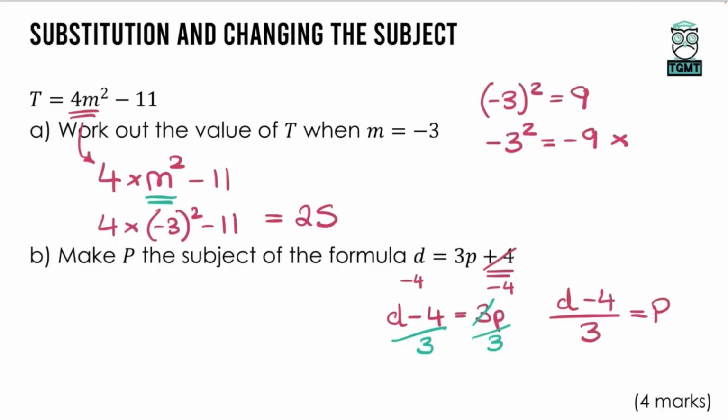It doesn't matter whether P, or the subject that you're looking for, is on the left or the right of the equal sign. It's now on its own. Typically on a dotted line, it might say P equals and then give you the dotted line. And then in that situation, we would just write d minus 4 over 3 and just swap those pieces over.